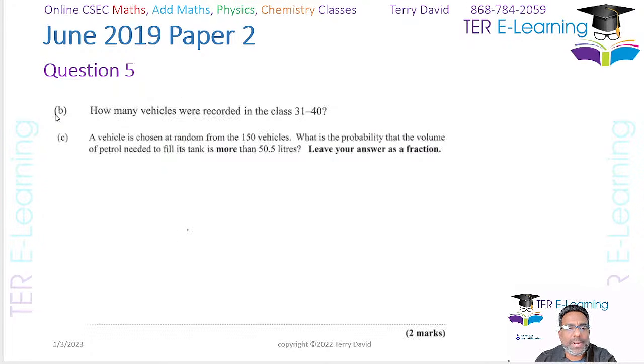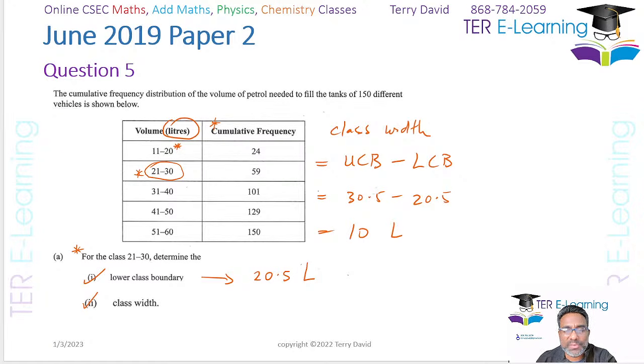Now, the next part, part B, they want to know how many vehicles were recorded between 31 to 40. Remember I said at the beginning, you have to look and see what they gave us here. They gave us cumulative frequency. They have not given us frequency. What we need to do is work backwards and try to work out what is my frequency. Cumulative frequency means that I keep adding up as I go along.